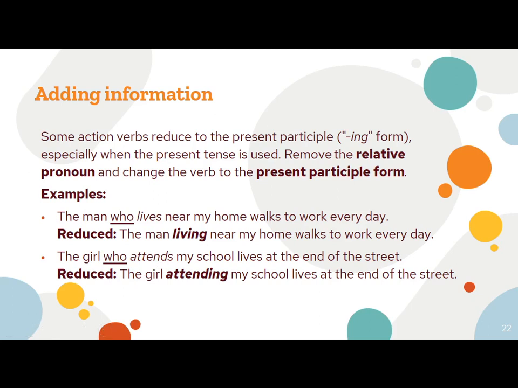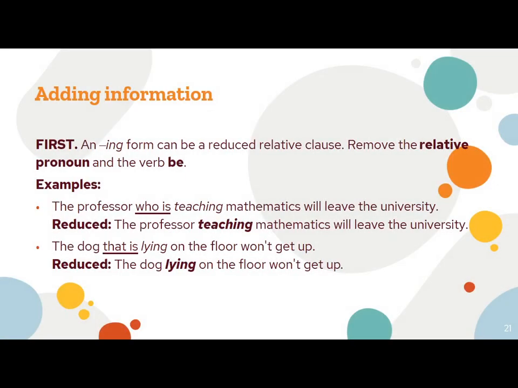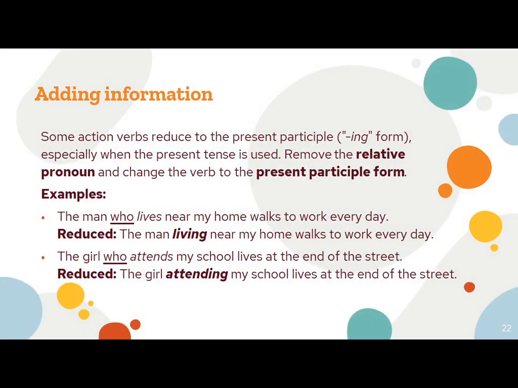So that means that if you have a relative pronoun, verb to be, and then ing, just omit the relative pronoun and the verb to be. But if you have the relative pronoun and then the verb in the present, take out the relative pronoun, and now the verb has to be in the ing form.